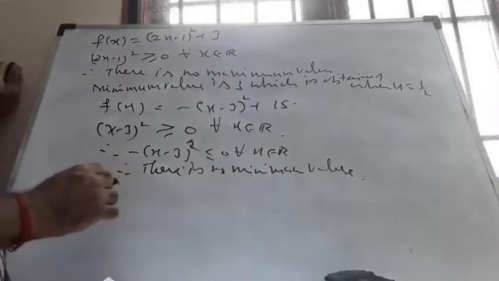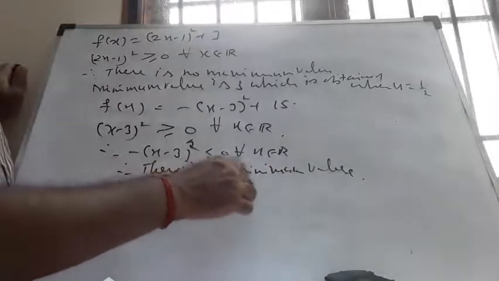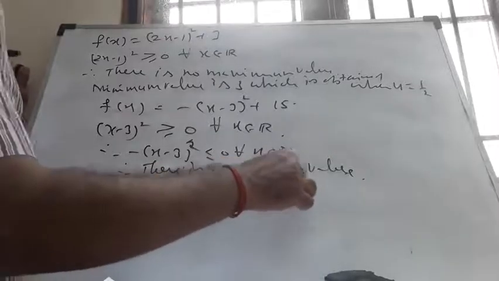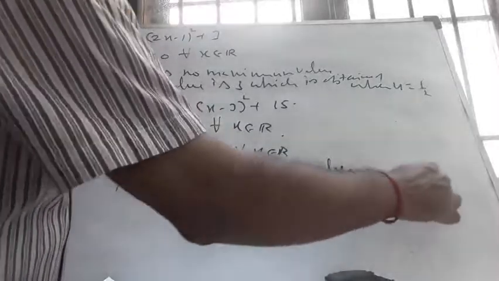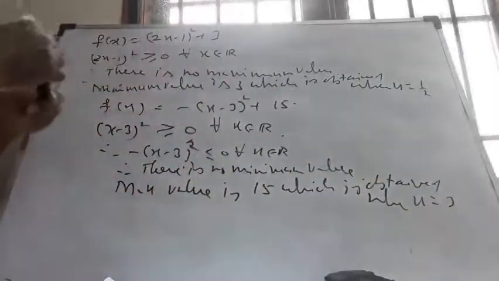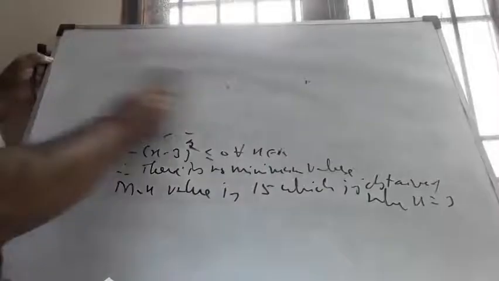And maximum value is 15, which is obtained when x equal to 3. This becomes 0, and 0 plus 15 becomes 15. It's easy to do. In fact, it's easier for anybody to follow.